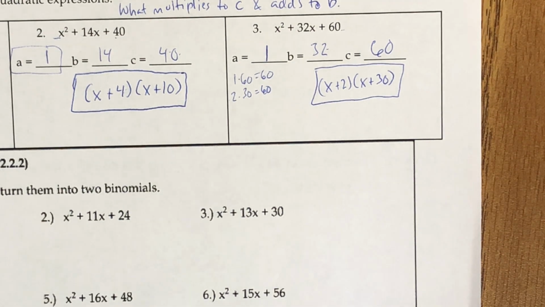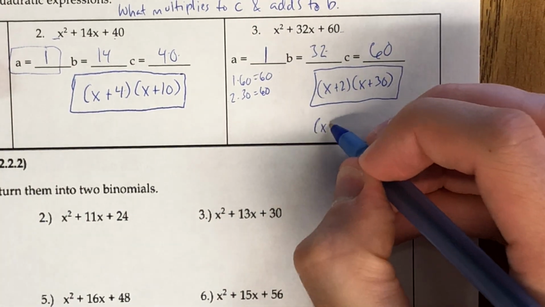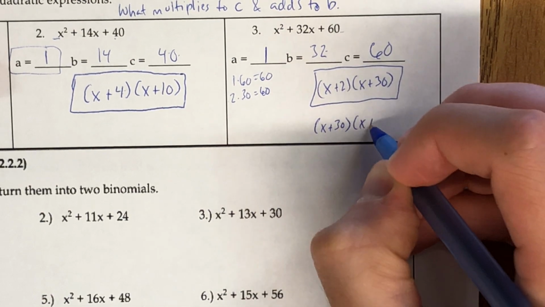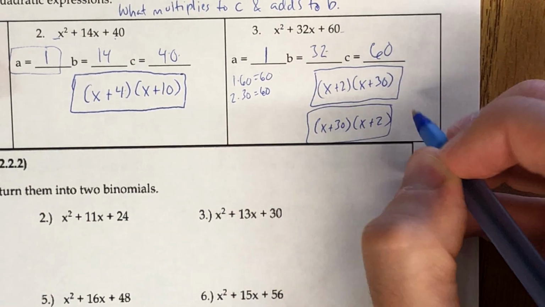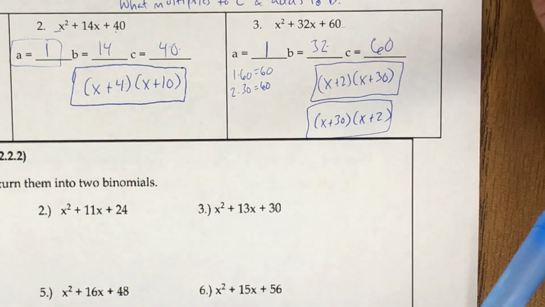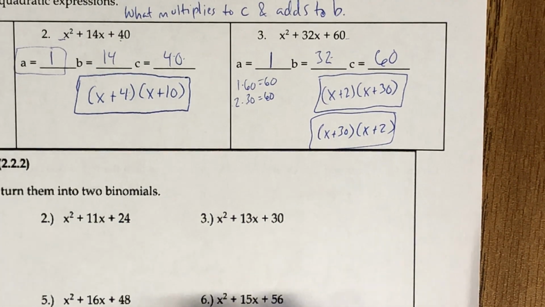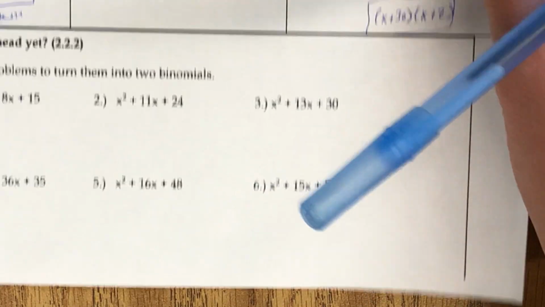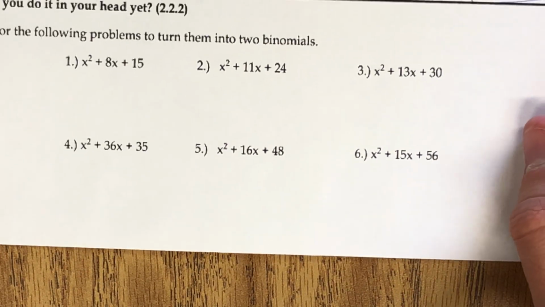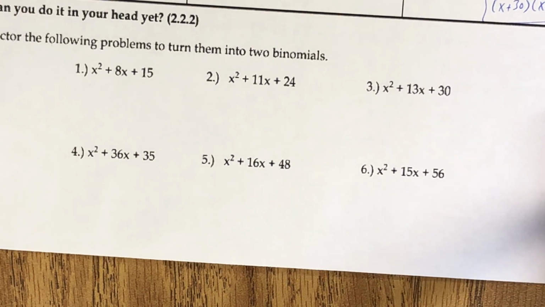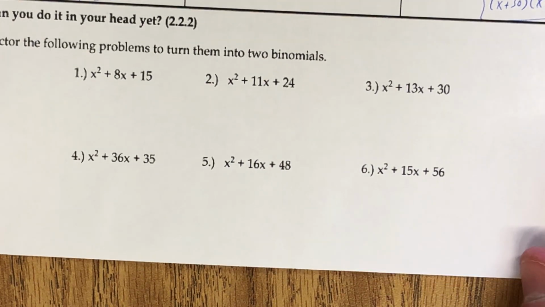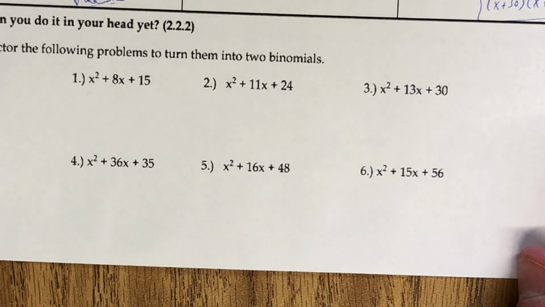I should note that it doesn't matter which order you put your factors in, so you could write this as x plus 30 times x plus 2, and that's okay as well. It's still the same solution. All right, so you have 6 problems here. Go ahead, pause the video, give those 6 a try on your own, and then we'll talk through them together.